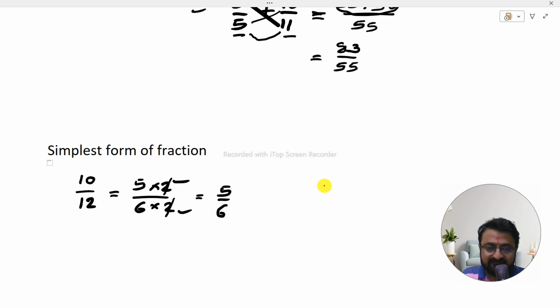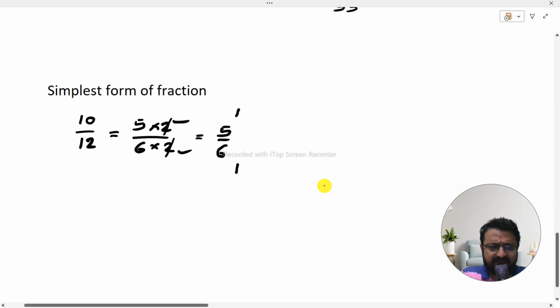And now you can see we cannot cut any more factors. So actually 5 1s are 5 and 6 1s are 6. Means whenever you get the simplest form of the fraction, we will get only one common factor of numerator and denominator, and that will be only 1, numeric value 1. I can give any other example, so you will get the answer.